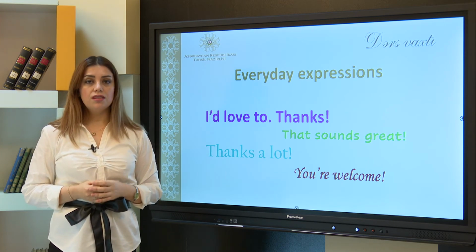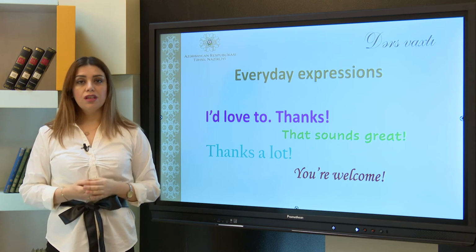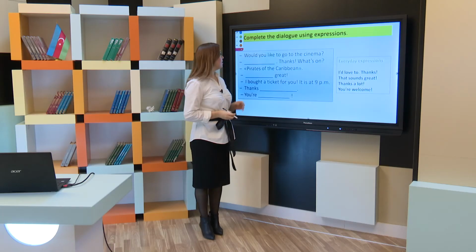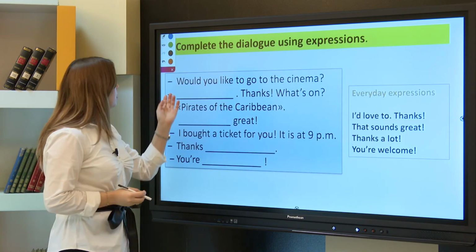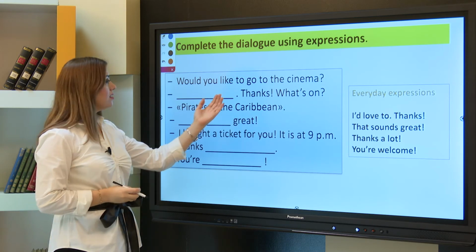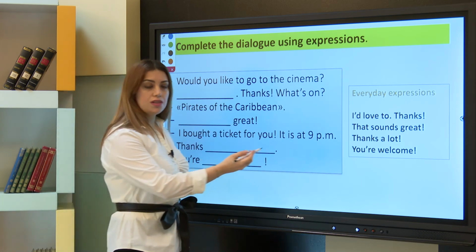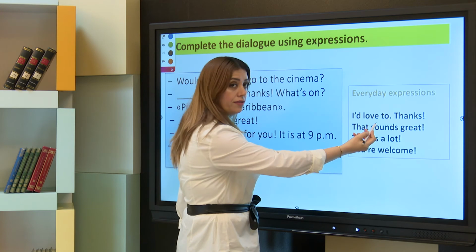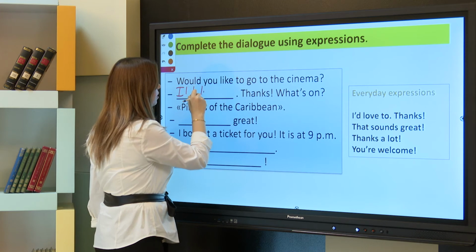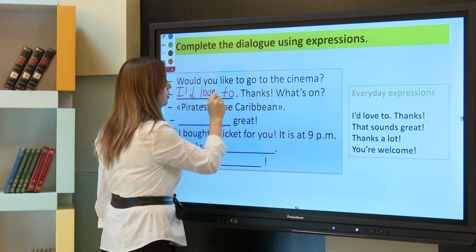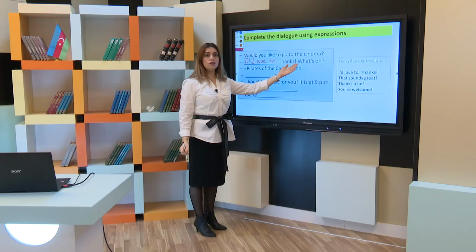And now we are going to see one exercise where we are going to fill the gaps with these new expressions we have just learned. Let's begin. We will read the sentences and fill in the gaps with everyday expressions. The first one, would you like to go to the cinema? Thanks. What's on? So what words should come here? Let's choose from the list. Where do we see thanks? Here. So we will choose I'd love to, thanks. I'd love to. I'd means I would. I would love to.